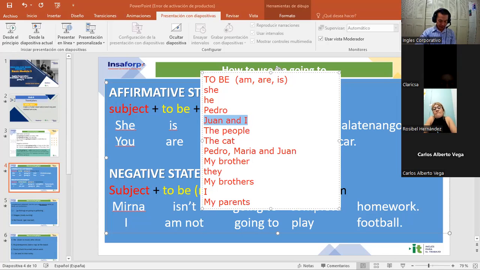Ok. No sé qué pasa ahí. Quizás le está fallando la señal a algunos. Vamos con Erika entonces. Erika, please. Juan and I. Are. Correct. Juan and I are. Next one, please.